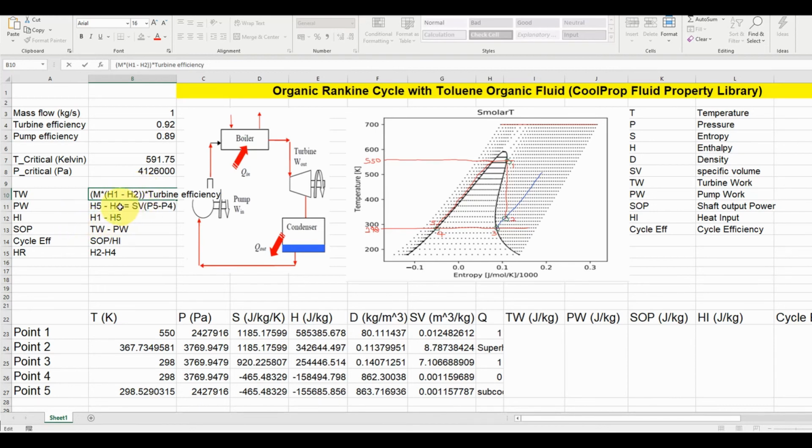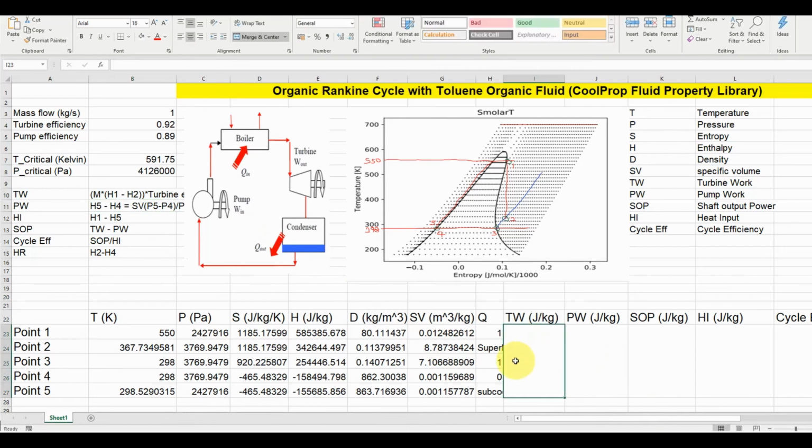And we'll have the same thing here for the pump. So this will be divided by the pump efficiency. So let me call this pump efficiency. So let's implement that here.